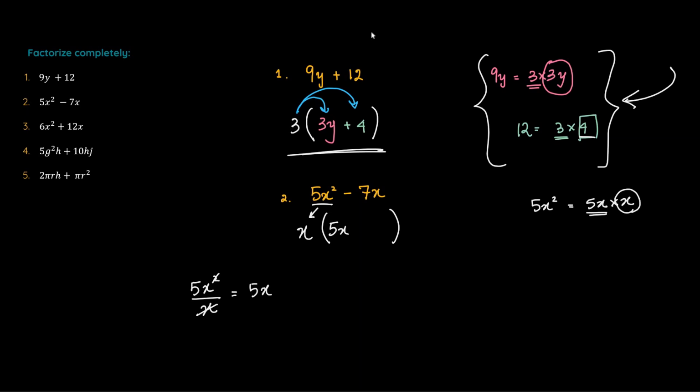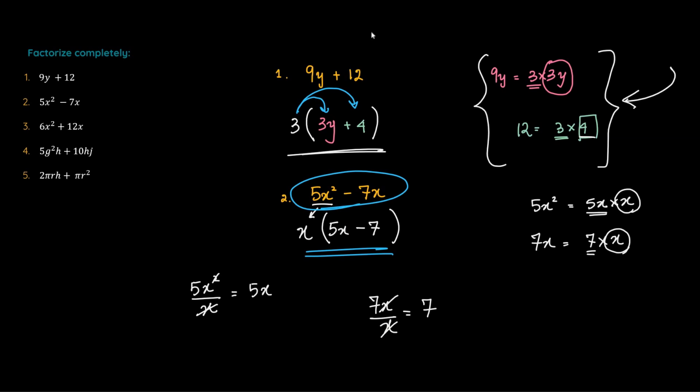And similarly for 7x, if you do the same division technique, 7x divided by the outside letter that you just pulled out, x, this is just 7 because both the x's cancel out each other. Or you can think of 7x as 7 times x, and since we pulled x as the common factor outside the bracket, what remains is a 7, and this has to be a negative 7 because it's a negative here. And again, if you want to verify this factorization, you can expand the answer to see if you get the same expression again. Okay, so now let's have a look at the third question.